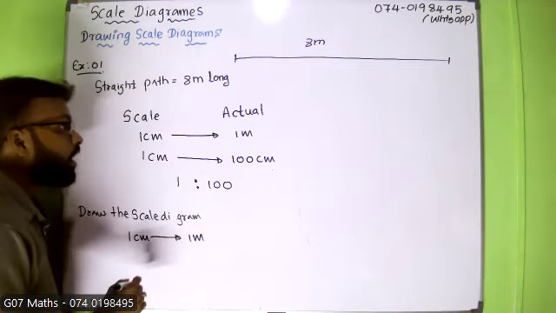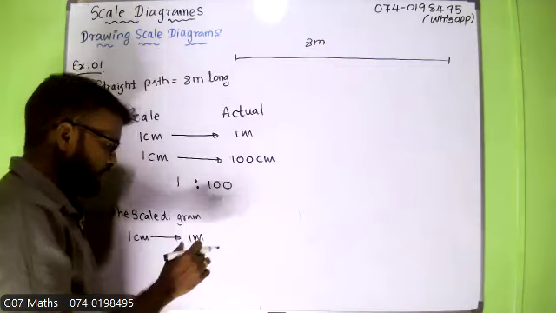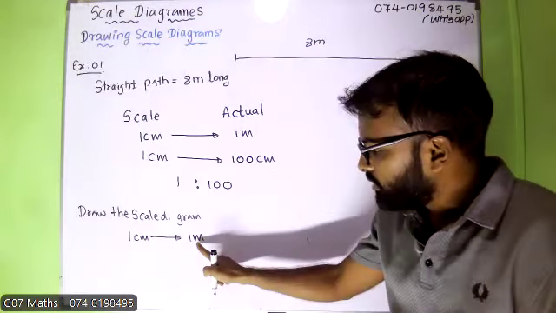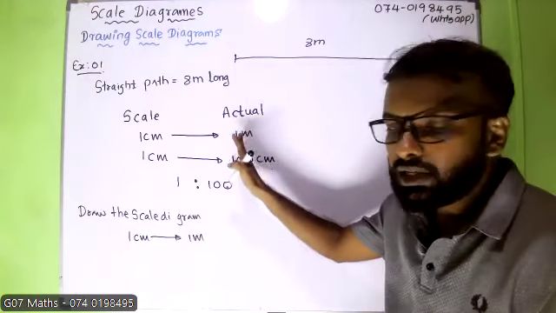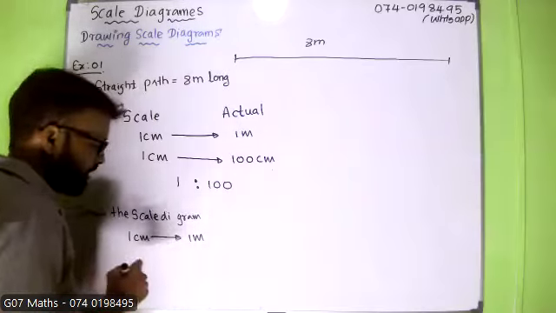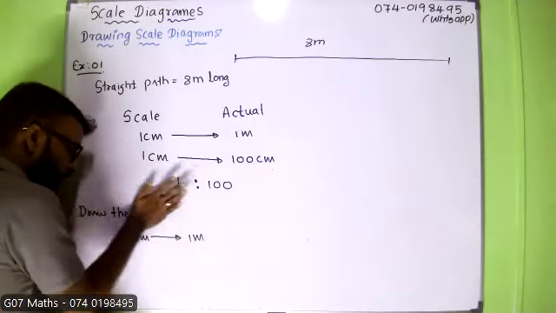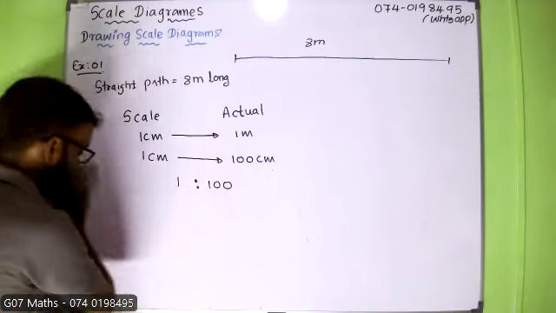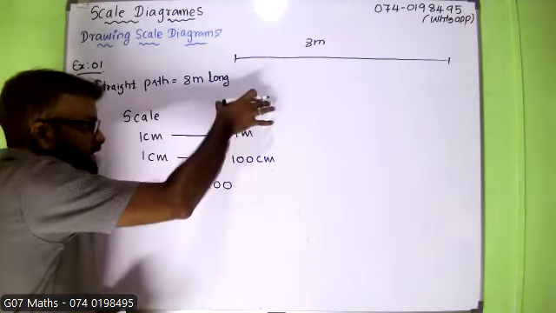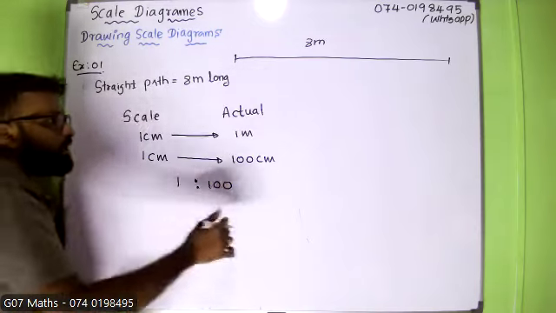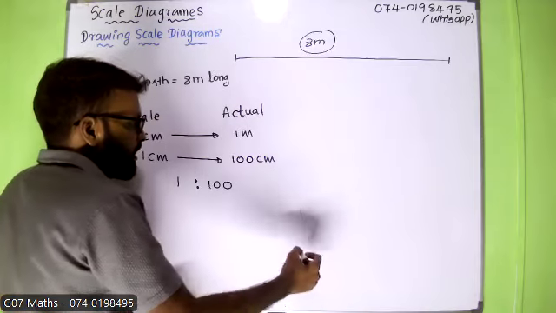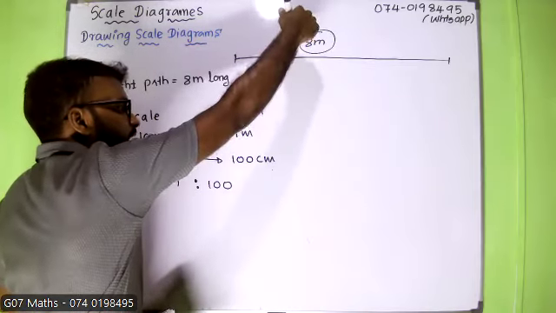Here you have 8 meters, and that is the actual length. The right hand side is the actual length. I will use this one. So this is the actual length and this is the scale length. The actual length of the road is 8 meters.